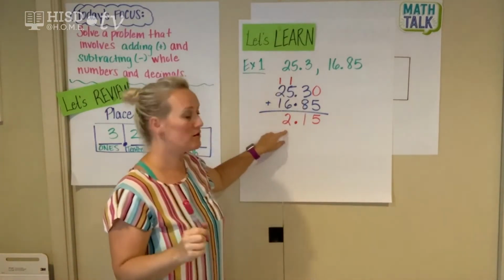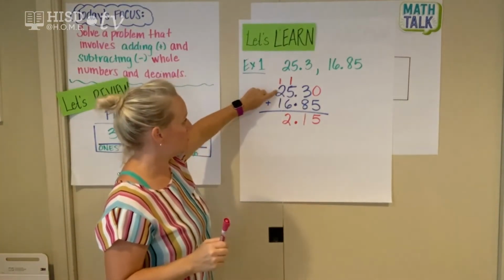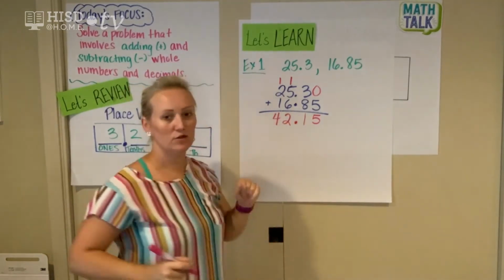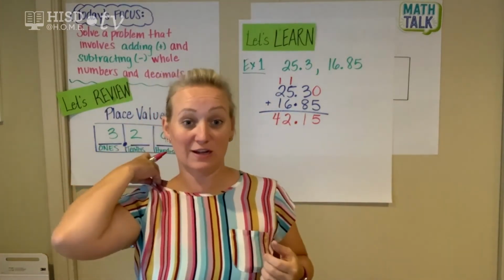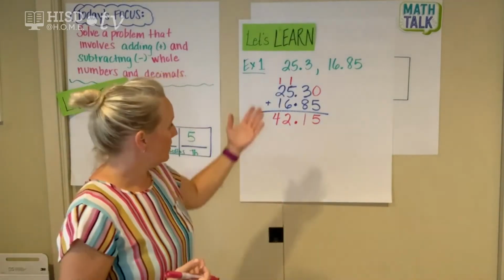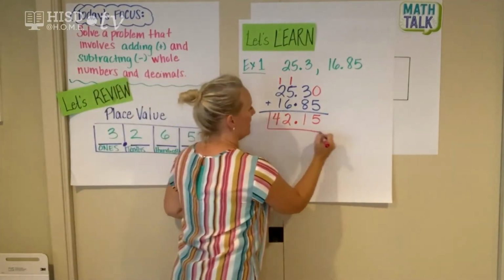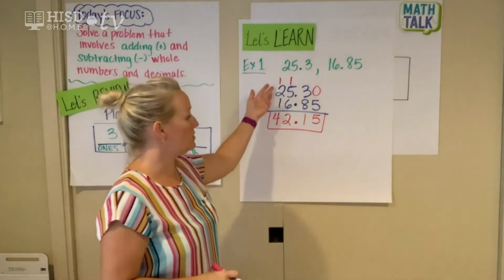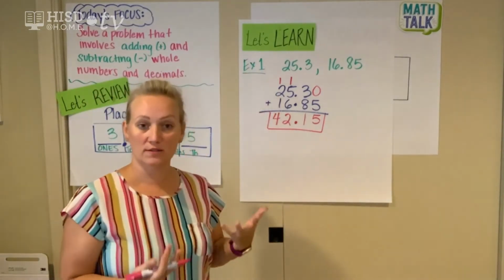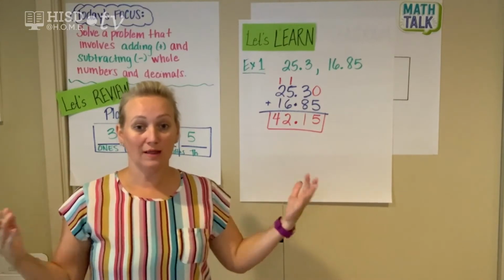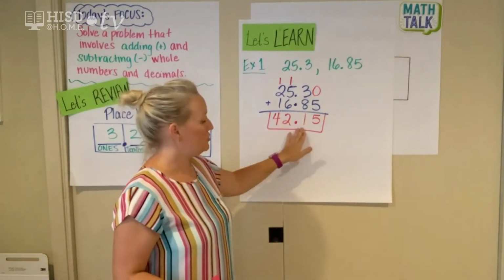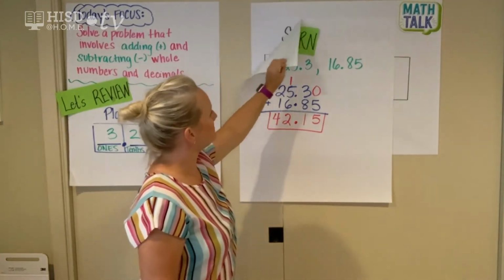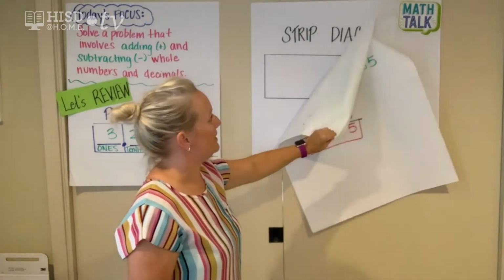Don't forget to carry your numbers. 1 plus 2 is 3, plus another is 42. So your answer is 42 and 15/100. So notice we line up our decimals and our answer's decimal is in the same place. So if we had been measuring 2 pieces of wood, we could say that their total length was 42 and 15/100. So that was just a simple example of lining up the decimals.